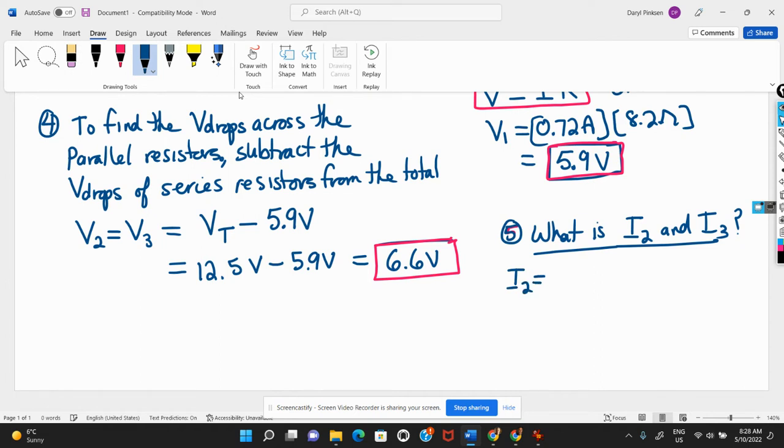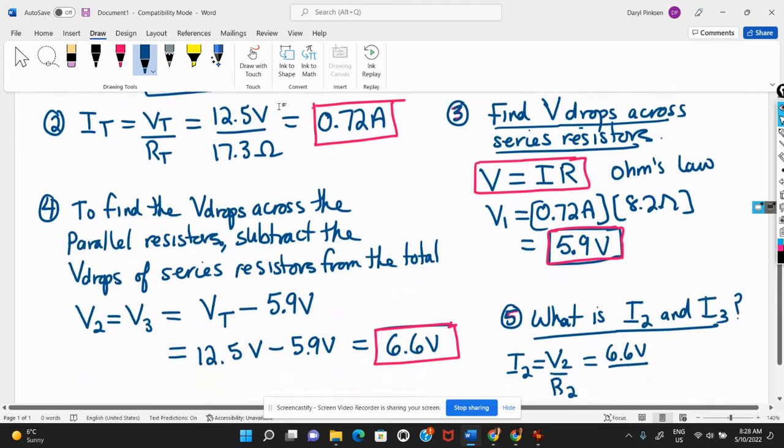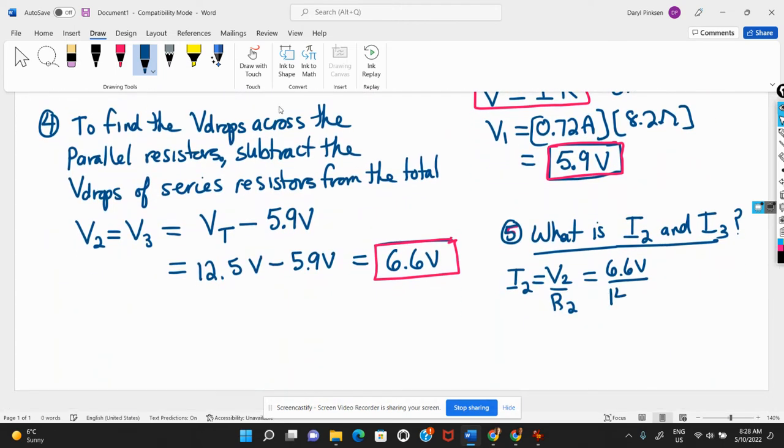Well, the I2 is going to be V2 over R2, which is, the V2 is here, the 6.6 volts. That's the voltage drop across that resistor. And the resistor itself was 14.5. And that's going to give me 6.6 divided by 14.5, 0.455. 0.455 amps.